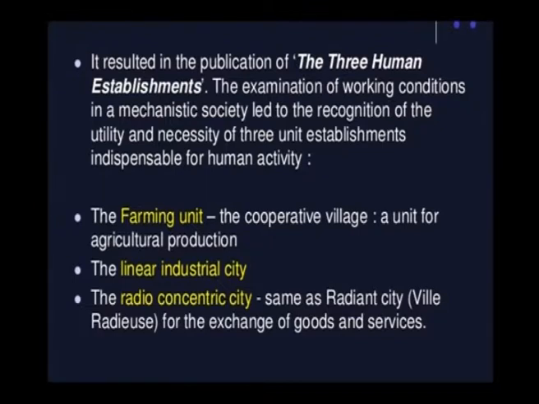indispensable for human activity. The farming unit, the cooperative village, is a unit for agricultural production. The linear industrial city, the radio concentric city, same as the radiant city, is for the exchange of goods and services. If you look at the background of Ville Contemporain, which is the philosophy of Corbusier, no matter how open and green, cities should be frankly urban.